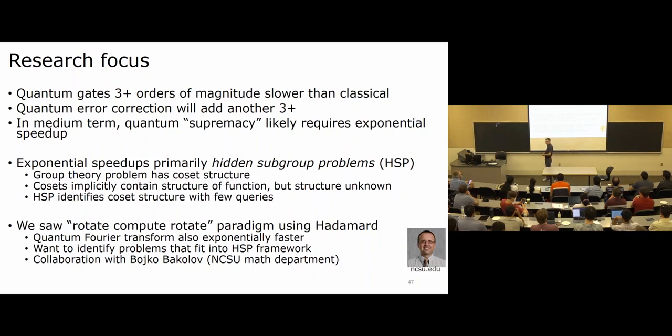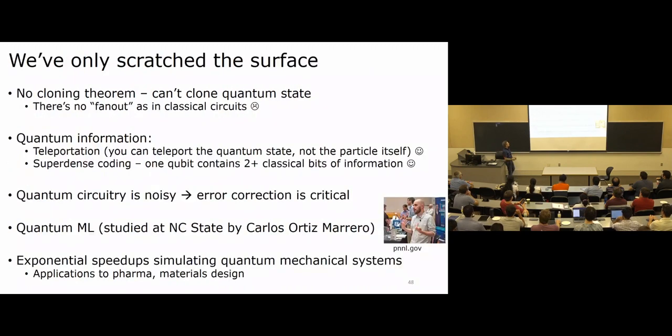I showed you the Hadamard transforms. The rotate, compute, rotate is one instance of the hidden subgroup problem. The quantum Fourier transform is another instance. And there are many more instances, and we are attempting to map other group theory formulations that have applications and where we'll have a very significant exponential speedup.